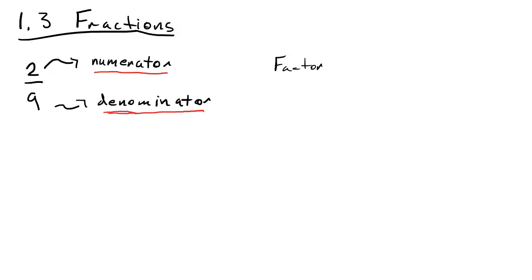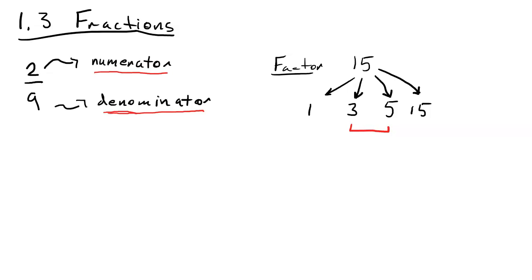let's go over that. So let's say we have a number 15. Its factors are 1, 3, 5, and 15. So why are these called factors? Well, we can multiply 3 and 5 and get 15. We can likewise multiply 1 and 15 and get 15. So these numbers are called factors because we can divide 15 by them and get another number.